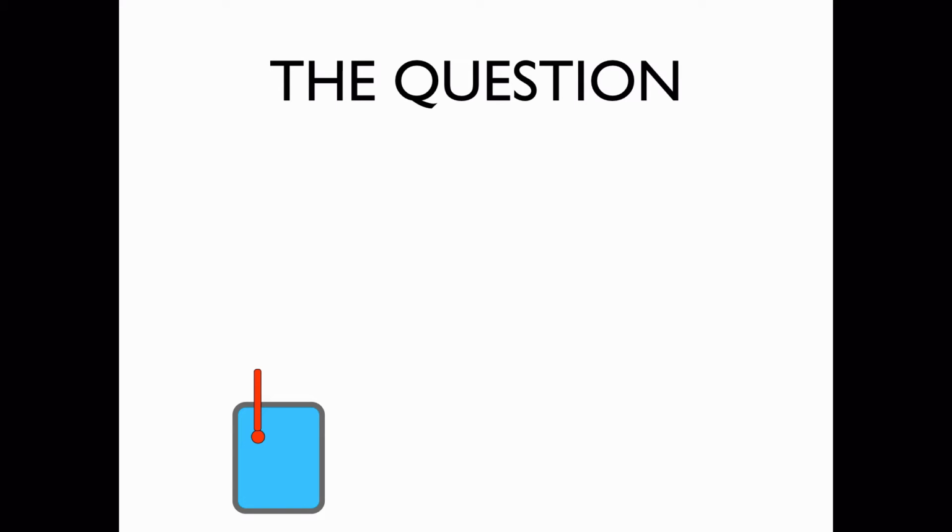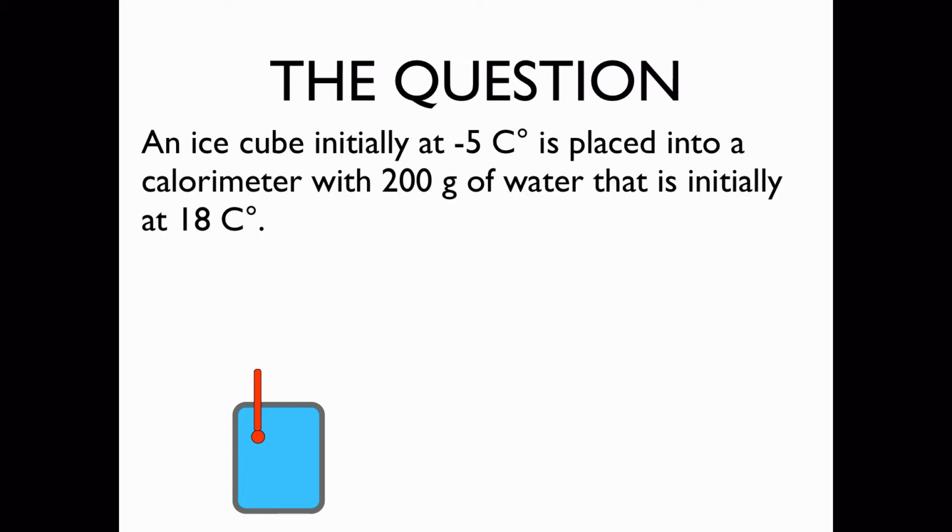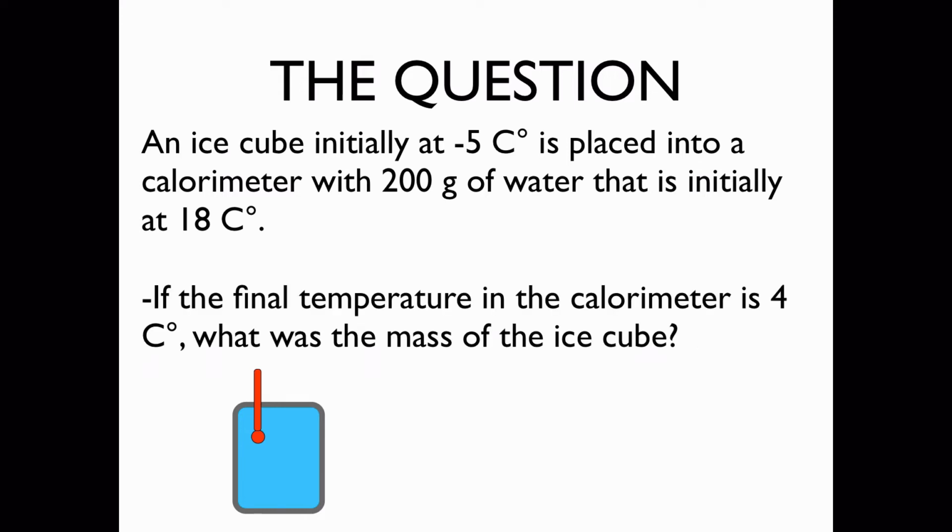The question. An ice cube initially at -5 degrees Celsius is placed into a calorimeter with 200 grams of water that is initially at 18 degrees Celsius. The idea with a calorimeter is that it's a device that's well insulated so there's no heat loss, and there's generally a thermometer to measure temperature changes. We'd like to know if the final temperature in the calorimeter is 4 degrees Celsius, what was the mass of the ice cube?